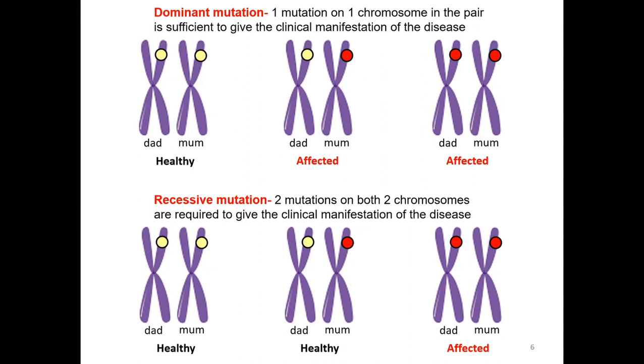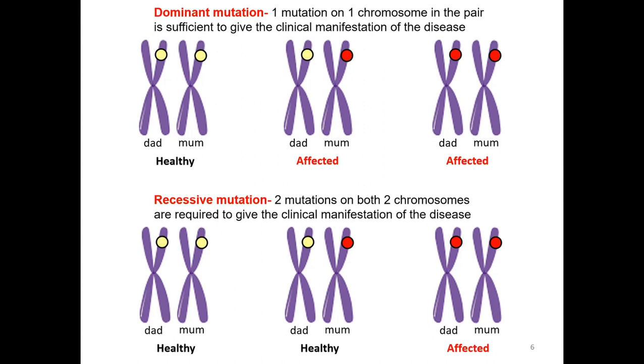Then if we look at the bottom situation, the recessive mode of inheritance, the situation is different. So again, we have a healthy individual on the left with both sequences wild type. Then we have the individual in the middle, in which the sequence that comes from dad is wild type and the sequence that comes from mum is mutated. So the mutation is only coming from mum. There is only one copy of the mutation and this individual is healthy.